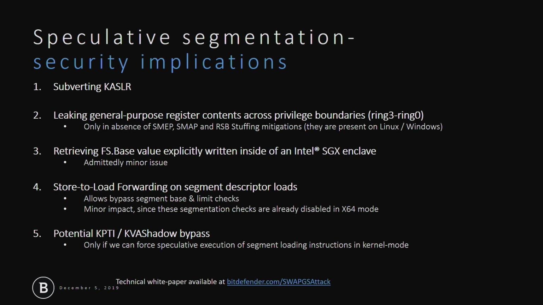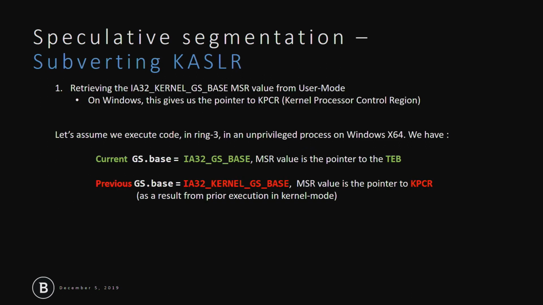Bypassing KASLR is often a prerequisite step in performing a local privilege escalation, and this attack, because it's using hardware vulnerabilities, is largely invisible to current detection mechanisms. The rest of the security implications have minor impact on modern up-to-date operating systems. Both us and Intel agreed that existing mitigations present in Windows and Linux, such as SMEP, SMAP, and RSB stuffing, are enough to protect against exploiting them. Now, we won't go into detail into each of these security implications. Detailed descriptions for all of those can be found in the white paper, which is available online.